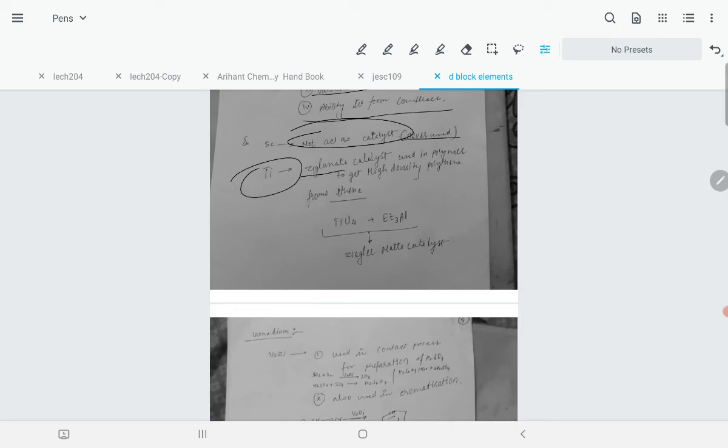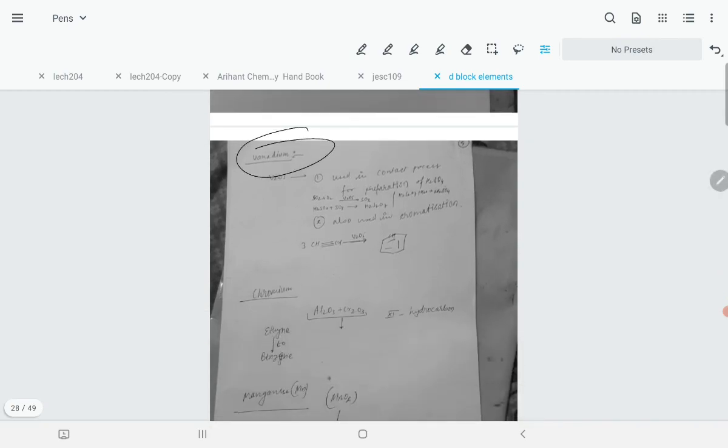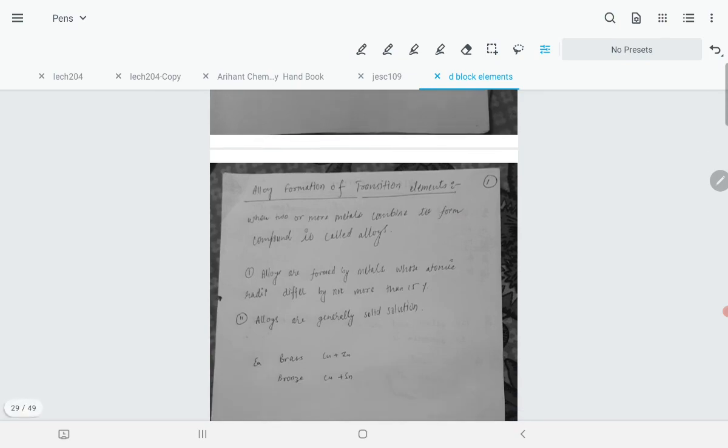Titanium: Ziegler-Natta catalyst, TiCl4 plus triethyl aluminium, is used in polymerization of ethene to high density polythene. Vanadium: V2O5 is used as a catalyst in the contact process for the preparation of H2SO4. Chromium: Al2O3 plus Cr2O3 is used for converting methyl benzene. Manganese is used as a catalyst for the production of oxygen.